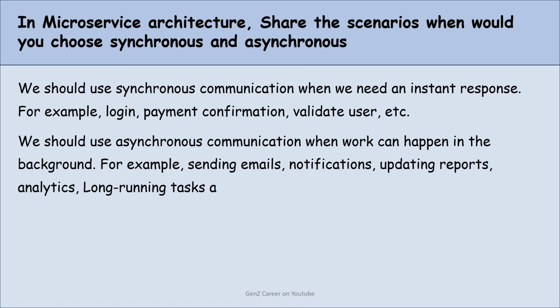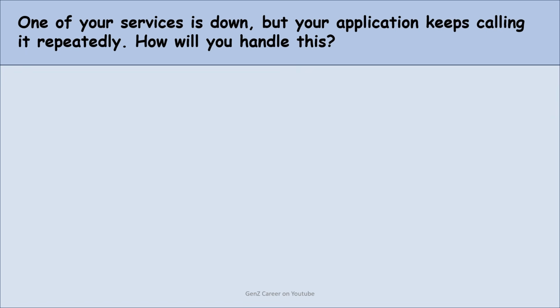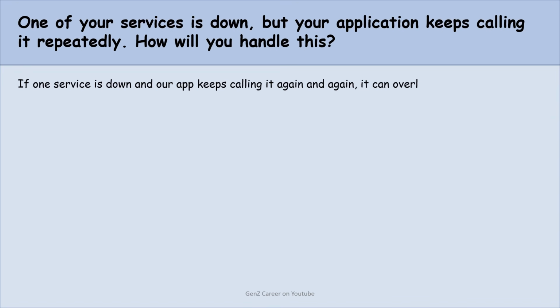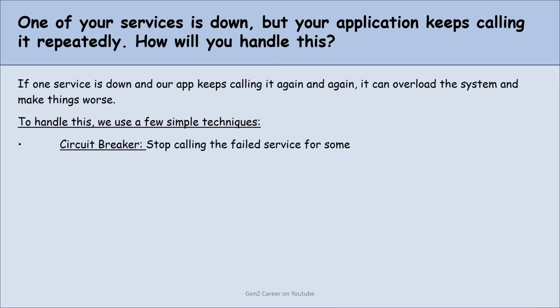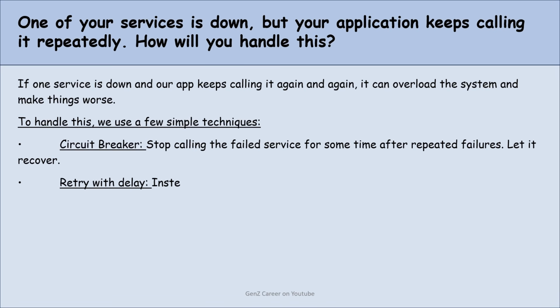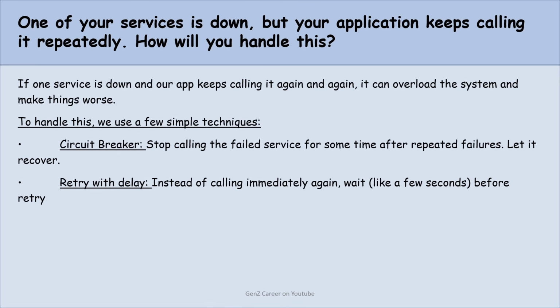And, guys, next question would be, one of your services is down, but your application keeps calling it repeatedly. How would you handle this? If one service is down and our application keeps calling it again and again, it can overload the system and make things worse. To handle this, we use a few simple techniques. First technique is circuit breaker. It means stop calling the failed service for some time after repeated failures, let it recover. Second is retry with delay. Instead of calling immediately again, wait a few seconds before retrying.